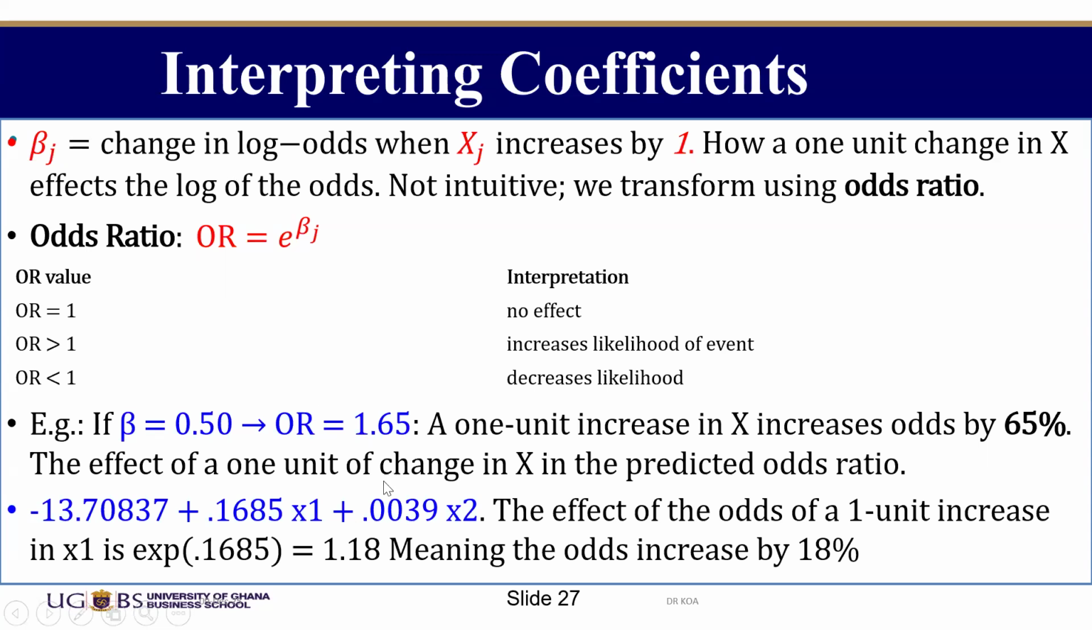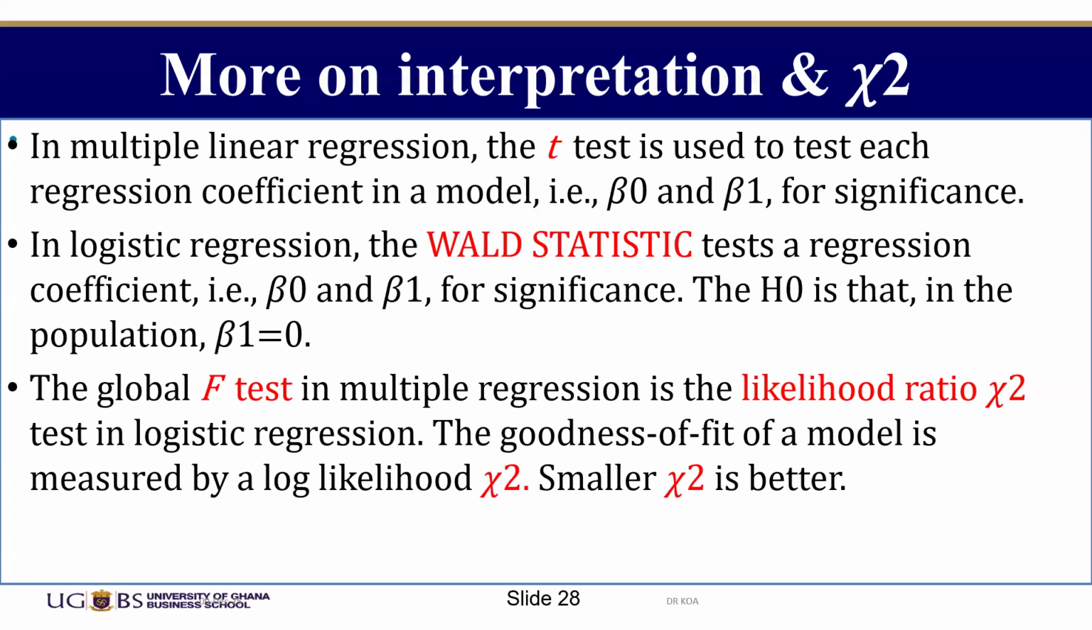Now, let's take another one. Suppose we have this function and we are looking at the X1 here, which is 0.168. When you check the odds ratio for that, it's going to be 1.18, meaning that the odds will increase by 18%, just as this one increases by 65%. Remember, the percentage increment is after the point. And like I said, when we come to our own properly, you will fully get a picture. Now, there are two things you want to note before we end.